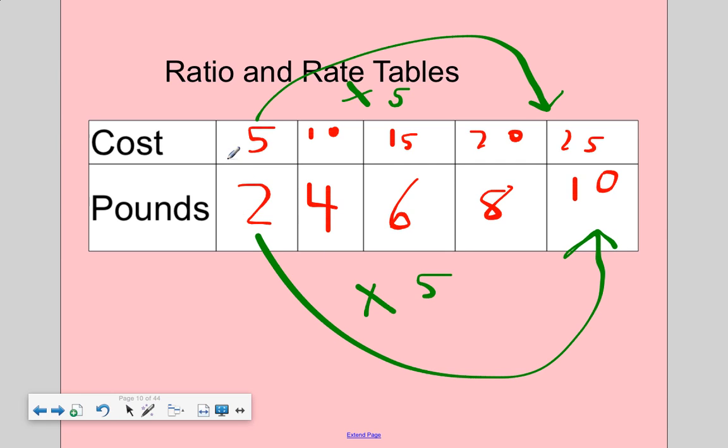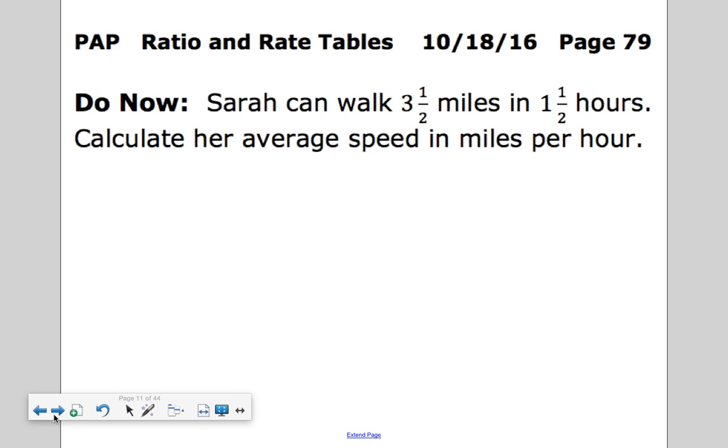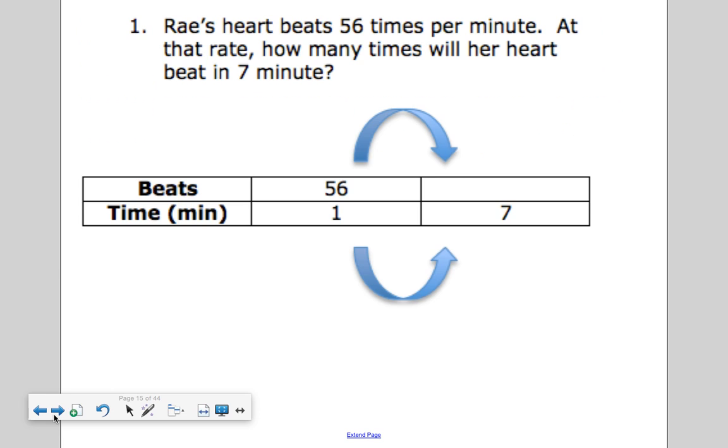There's another thing called within. To turn 2 to $5, you can multiply by 2.5. So if you know 10 pounds, you can multiply by 2.5 to get $25. So let's look at some more examples.